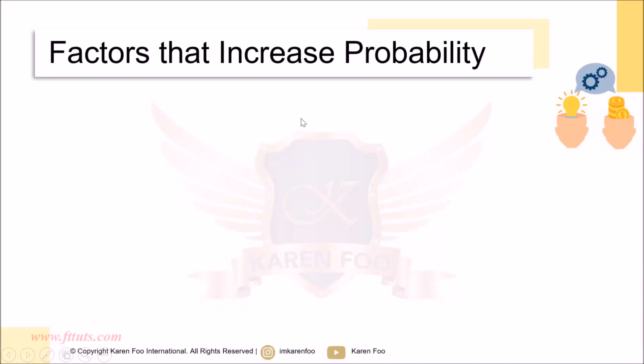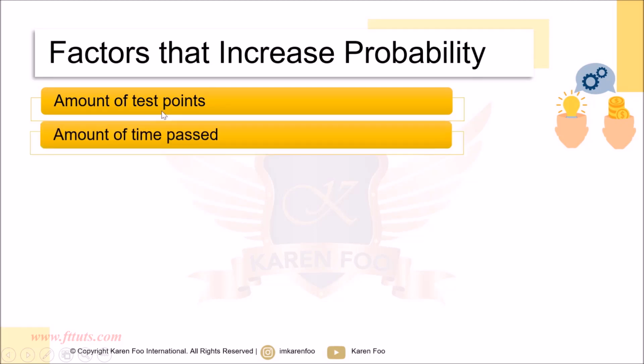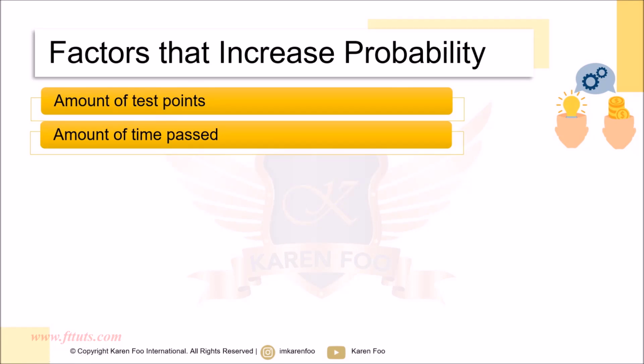Okay, now some of the factors that increase probability: the more times it tests, the stronger it is. Normally if there are more test points, then the longer it takes for it to form. So the longer the amount of time passed, the stronger it is. So if you see a resistance line on a daily chart with the same number of test points as on an hourly chart, which one is stronger? Definitely the one on the daily chart.